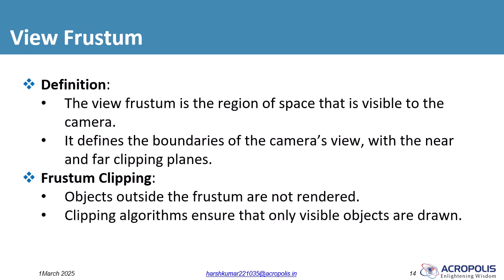Next topic is view frustum. The view frustum is the region of space that is visible to the camera. So we are looking from the camera's perspective. It defines the boundaries of the camera's view with near and far clipping planes. Frustum clipping means objects outside the frustum are not rendered. Basically, if you look at an object from a camera's perspective, it forms a frustum. That is known as the view frustum, and everything outside that is known as frustum clipping. Clipping algorithms ensure that only visible objects are drawn.